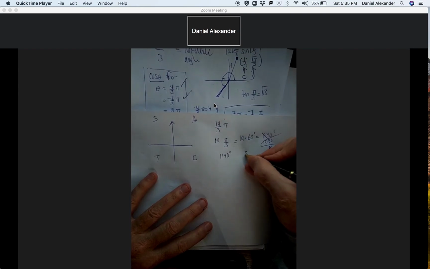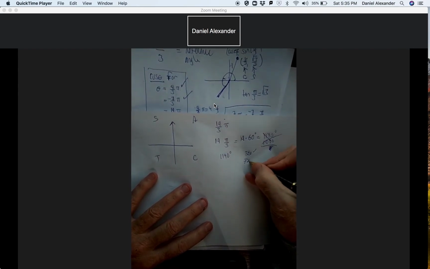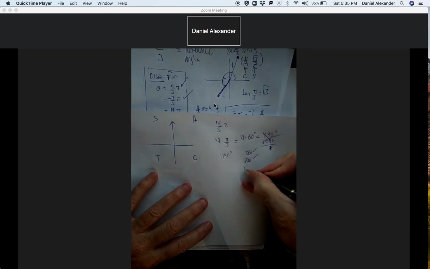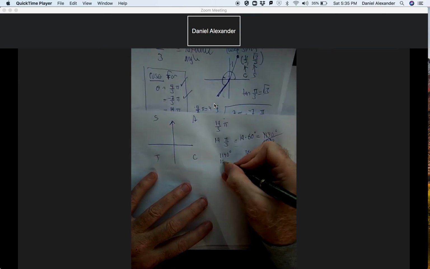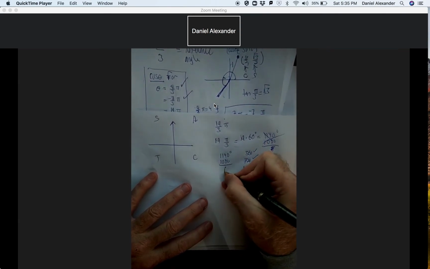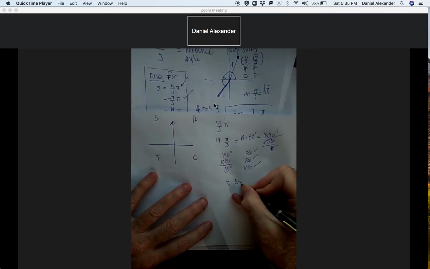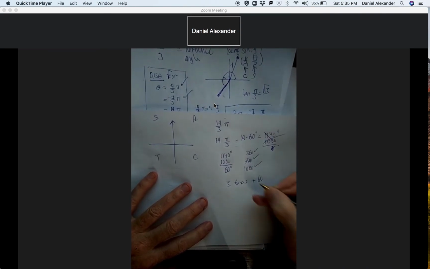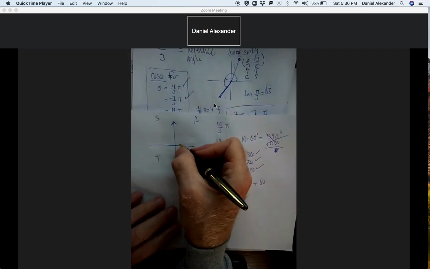So I know that 360 is 1 trip around. I double that, 720. That's 2 trips around. So 1080 is 3 trips around. So then I subtract this from 1140. I get 60 degrees. So it's going to be 3 trips plus 60. So I'm going to be right back in this quadrant. So my cosine, I should get a positive 1/2 for my answer, but let's see.